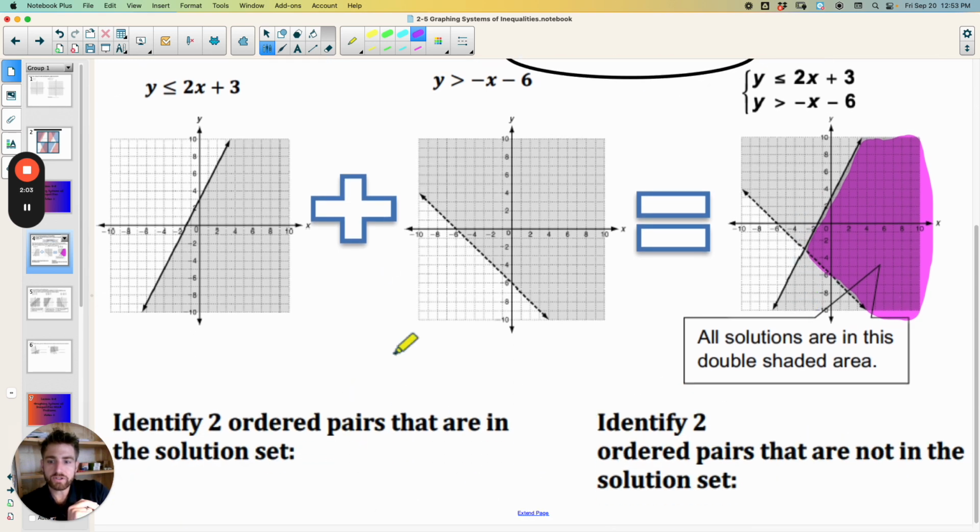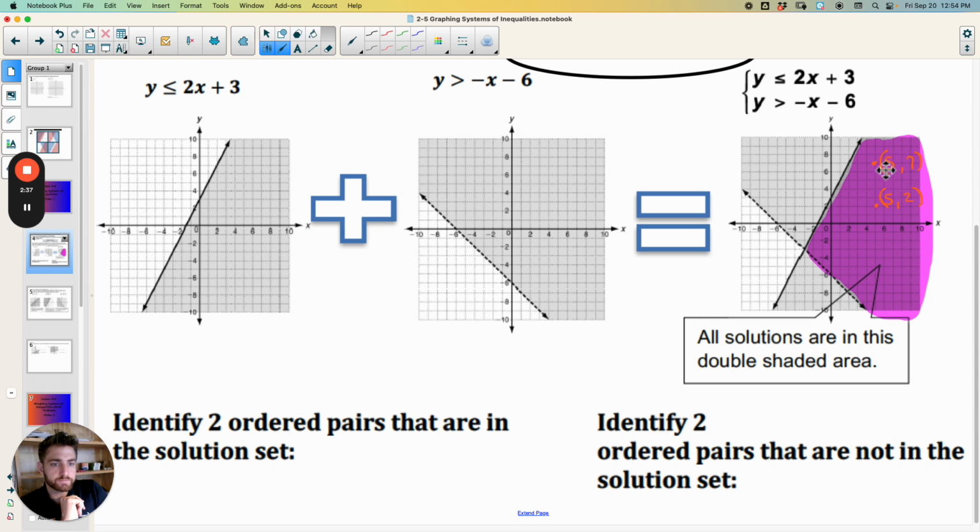So these two questions down here ask us to specifically identify a set of ordered pairs that are in the solution set. Anything inside of this double shaded region would count as part of the solution. So this point that I just plotted here would be (5, 2). That would be a part of the solution set, and even this one up here would be part of the solution set. This one is (5, 7).